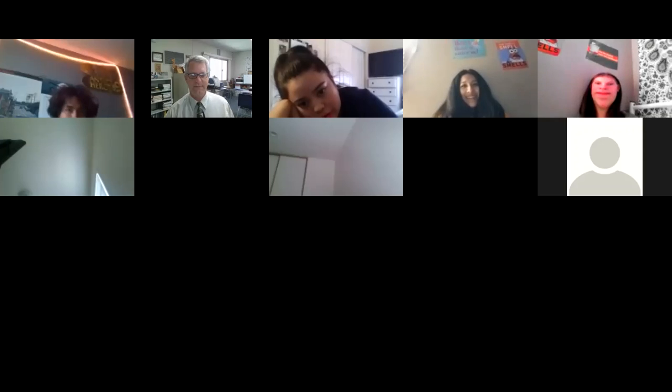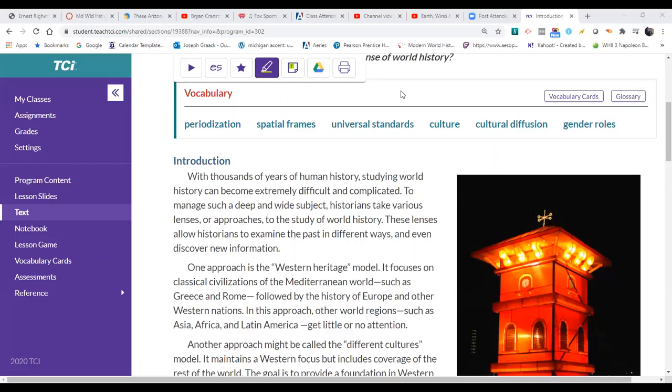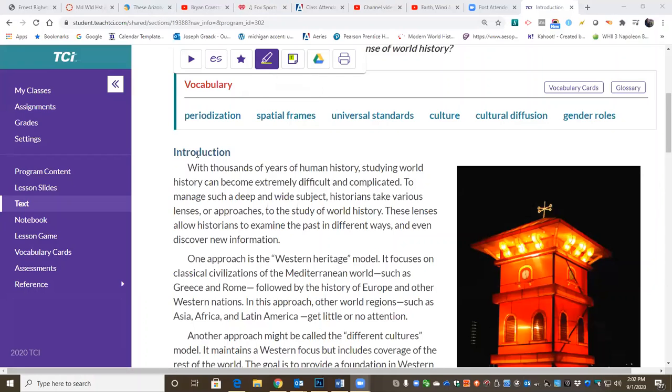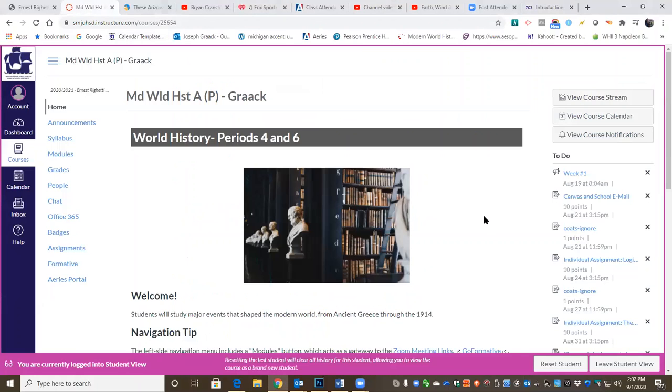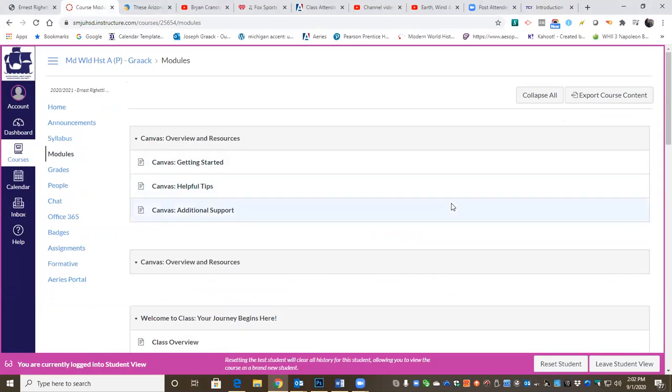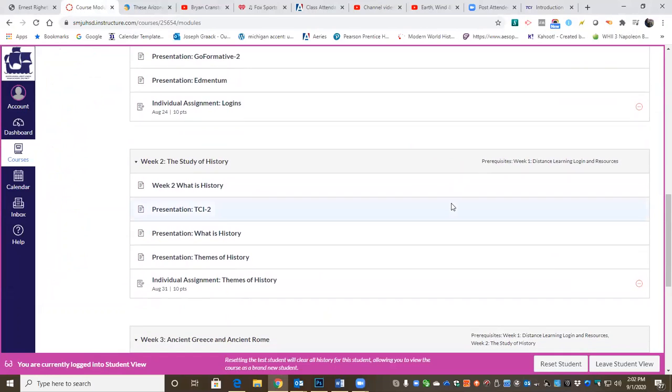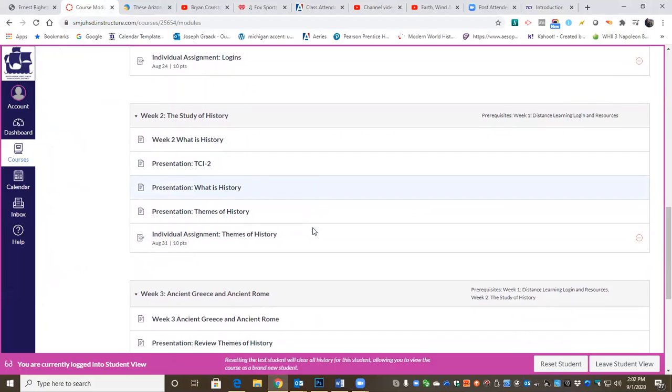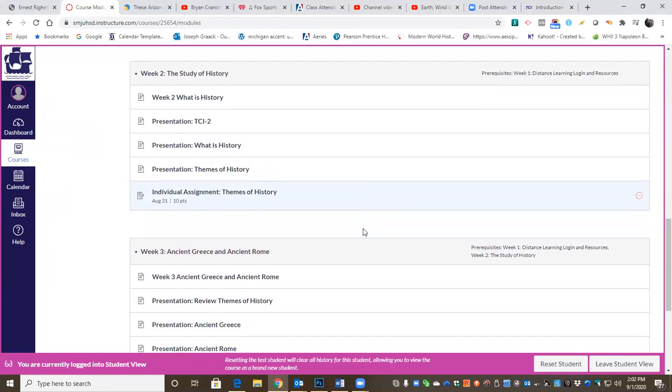So a couple of things that I want to share with you. When we look at your homepage, if you go to modules, everything that we need to do in a week is in one location. So this is what we did last week. We focused on the 5 themes of history: the economic, the political, the cultural, the human environment interaction, and social interactions. Those were all of our focus there.